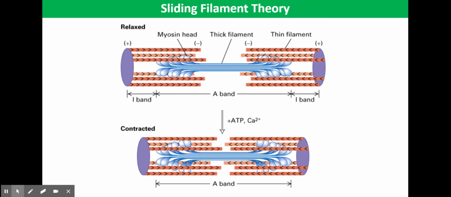The sliding action is caused by the movement of the myosin heads. When the muscle is stimulated, the tropomyosin is moved aside, exposing the binding sites on the actin. The myosin heads attach to the actin and move, causing the actin to slide past the myosin.